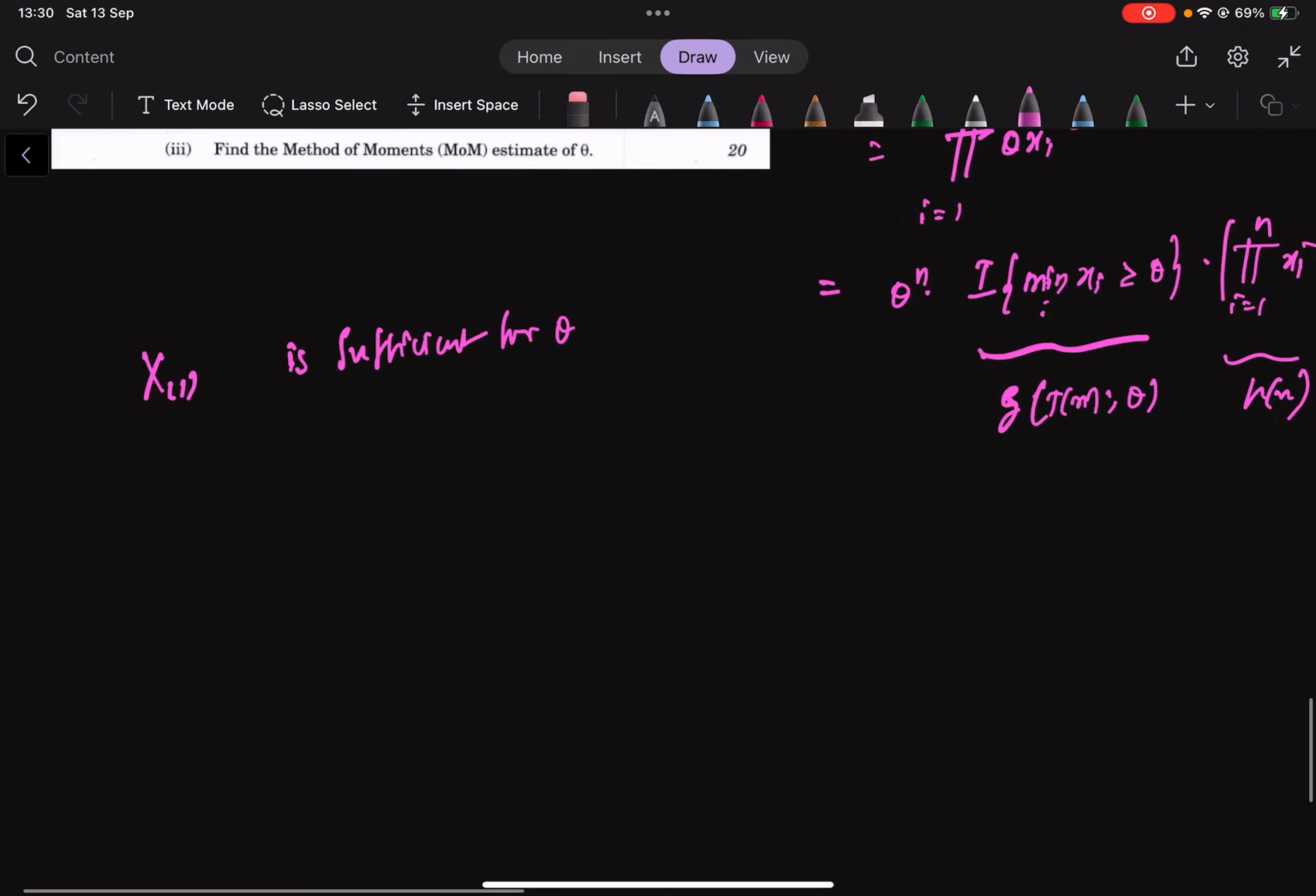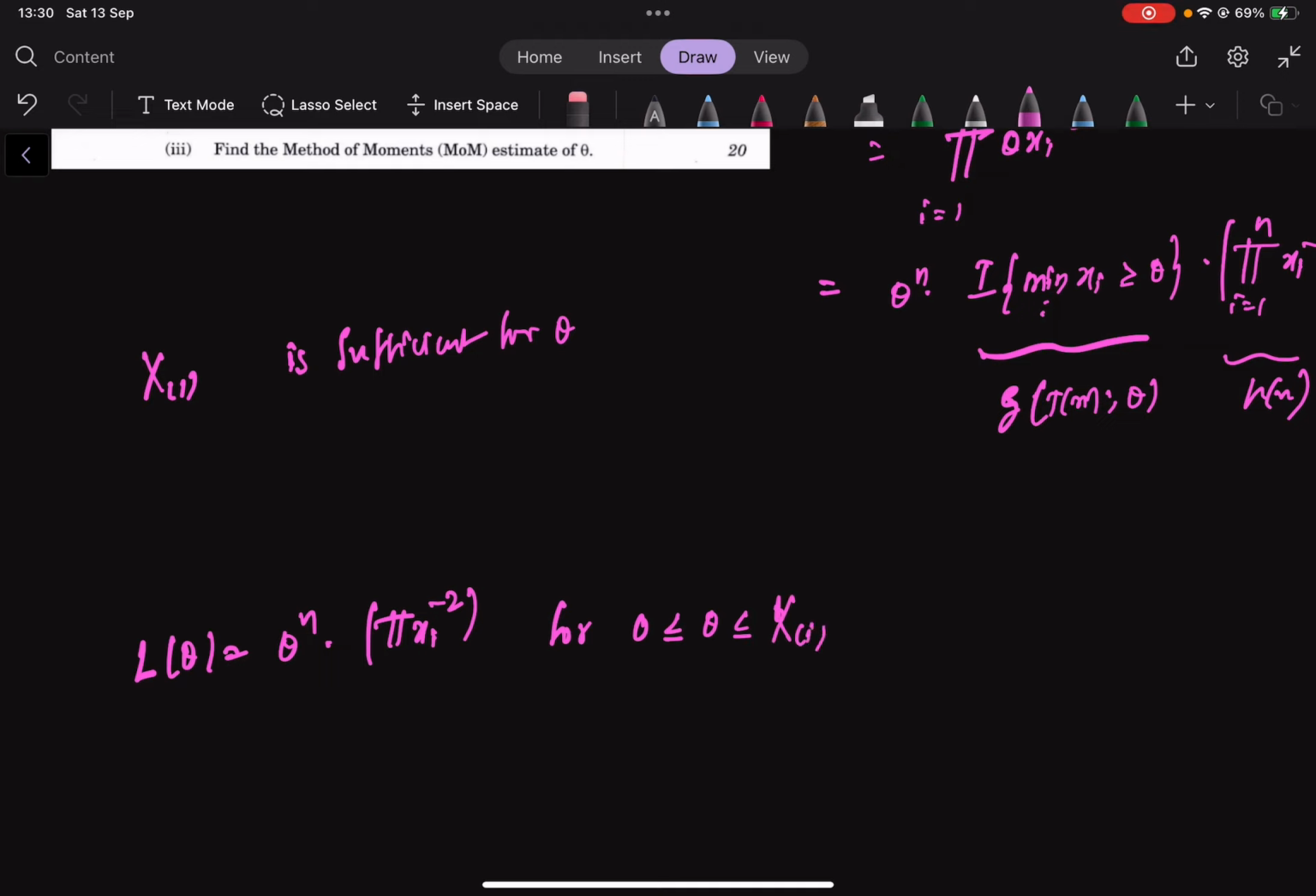Now for the likelihood L of theta, if we consider the likelihood again, it is theta to the power of n times the product of xi to the power minus 2, for 0 less than or equal to theta less than or equal to X1. So we can see that for an allowed theta, theta to the power of n is increasing in theta. Therefore the likelihood is maximized at the largest allowed value of theta, and the largest allowed value of theta is X of 1. So that means the theta hat MLE would just be the minimum order statistic, which is the minimum xi.